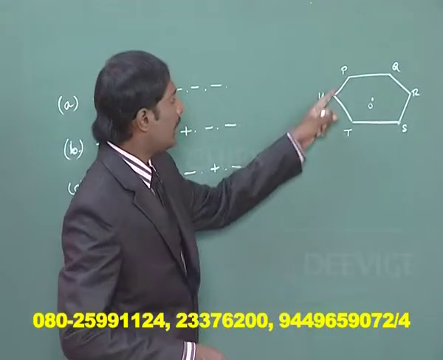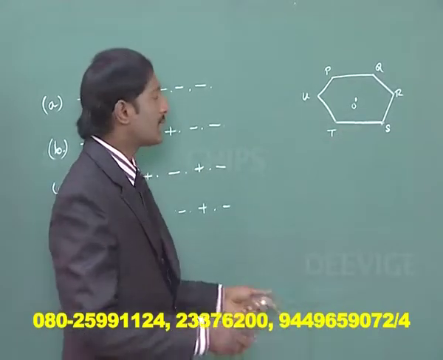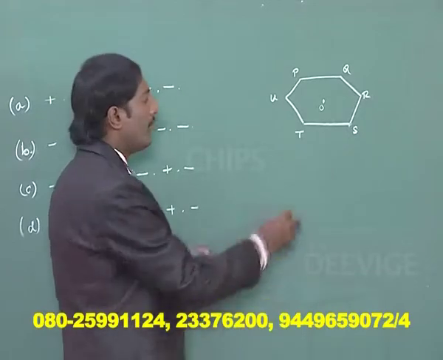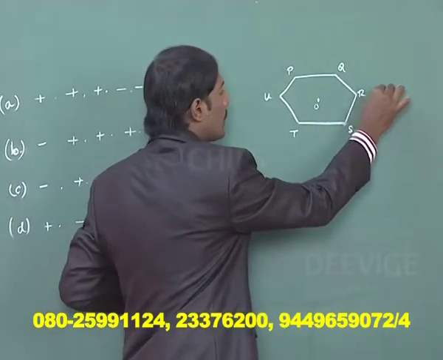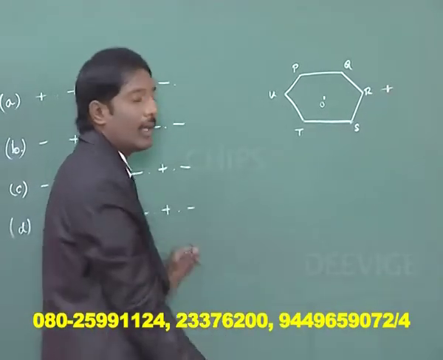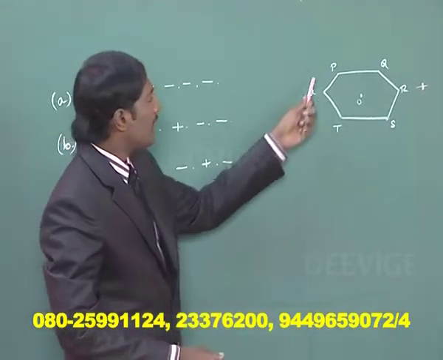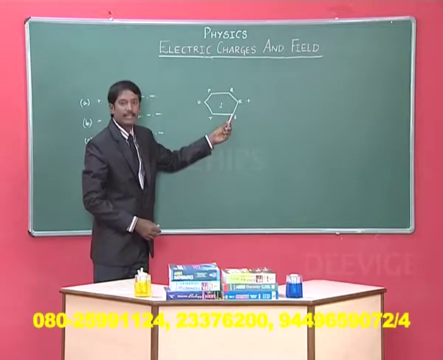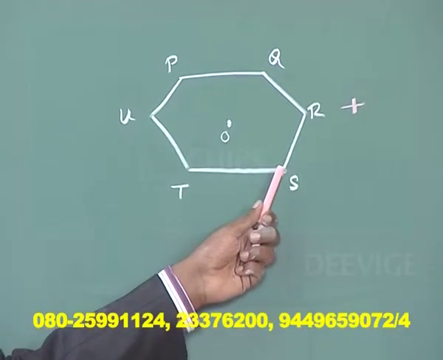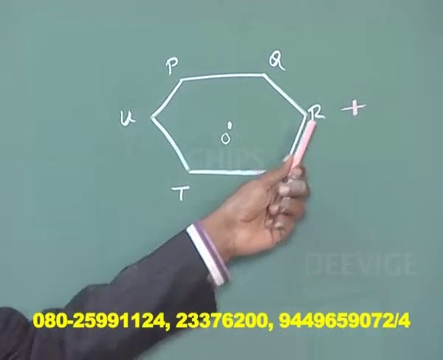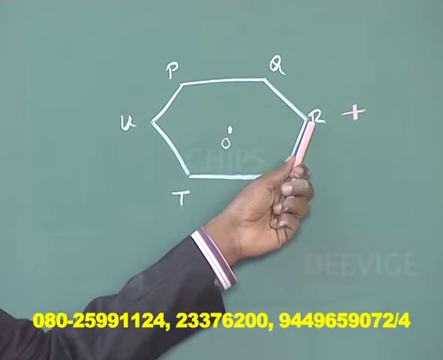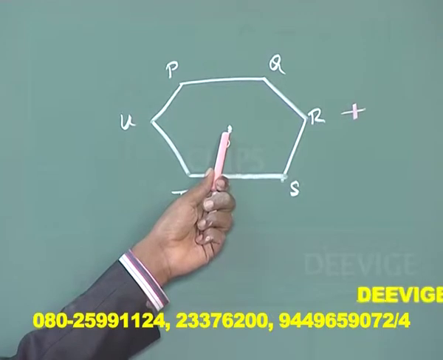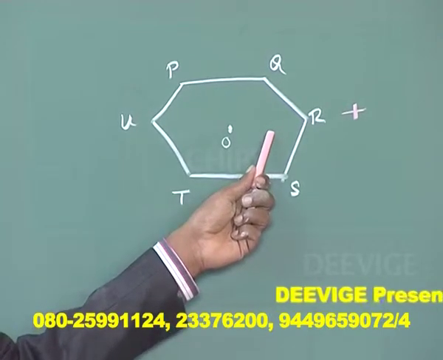They have placed a regular hexagon here, and they are asking for the net field at the point O to be double the field when a positive charge is placed at the point R. Now they are asking what the nature of the charges placed at the vertices of this regular hexagon should be, with 3 positive and 3 negative charges, in which one positive charge is placed at R, such that the field at the point O should be twice the field produced at the point O.